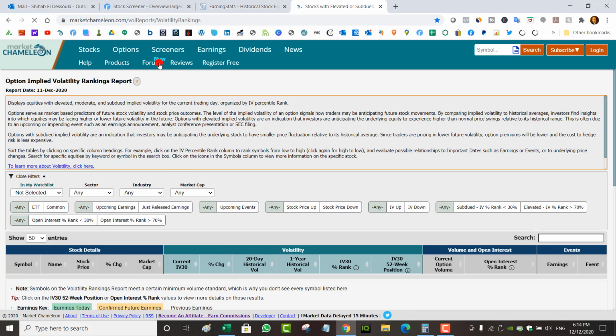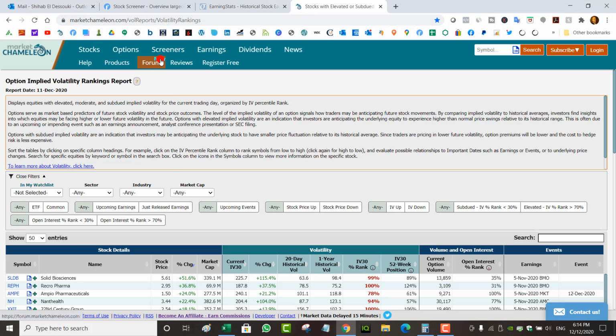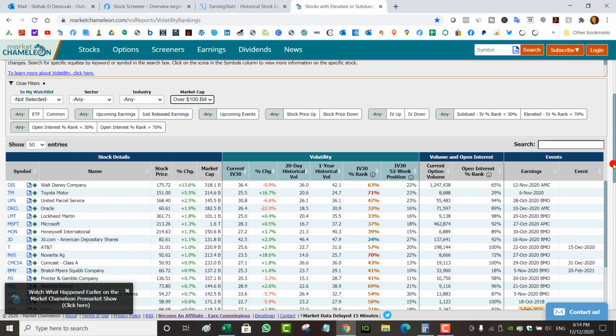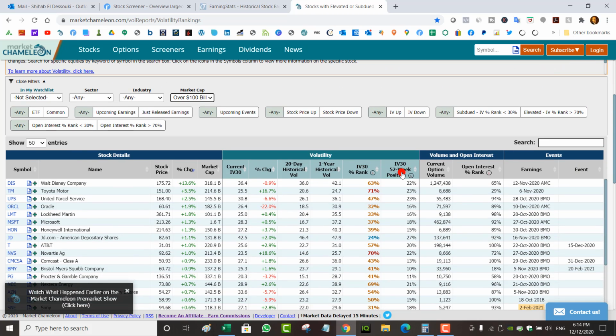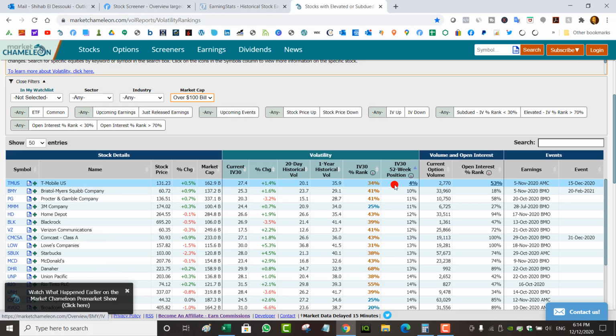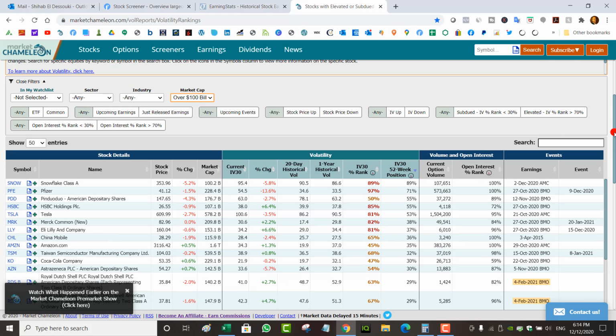The next thing I do is I go to MarketChameleon. I like to look at which stocks have high IV. It's important to sell stocks with high IV. Already with earnings, usually stocks will have high implied volatility, but I'll come to this here. I'll start off with market cap over 100 billion, and then I'll sort on these two columns. I could sort first on this one here, IV30 or IV rank, sort by highest to lowest, of course.